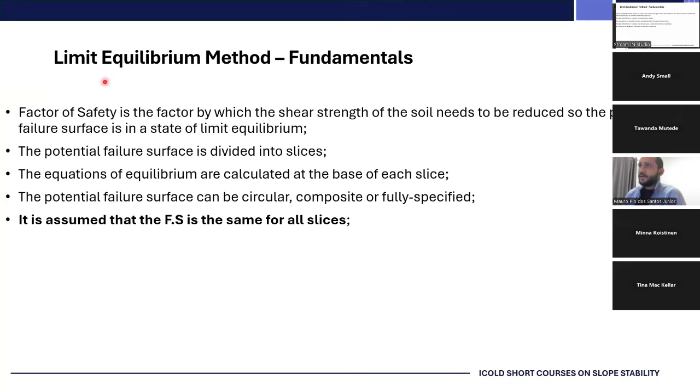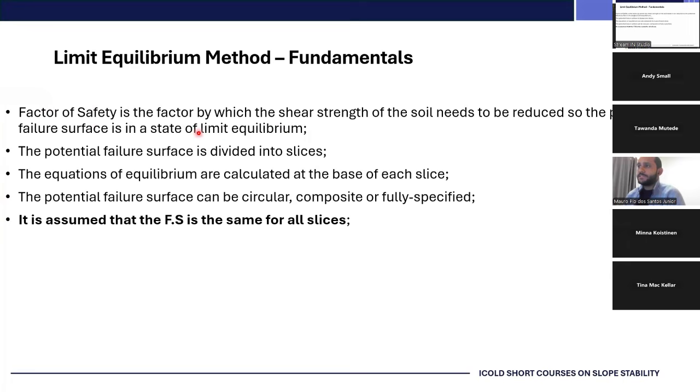So the whole point of the method is to come up with what we call the factor of safety, and that is the relationship between the shear strength and the mobilizing shear stress on the failure surface. And that's a very important part of our projects. I think you all acknowledge that. And the factor of safety is the factor by which the shear strength of the soil needs to be reduced so the potential failure surface comes to a state of limit equilibrium. That's the whole concept. And the method's been there for many, many years.